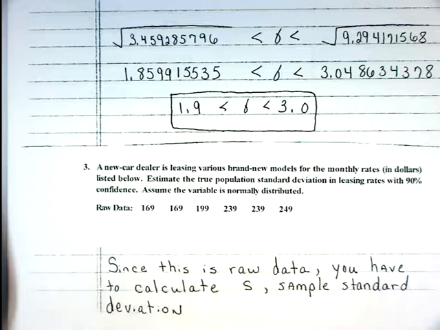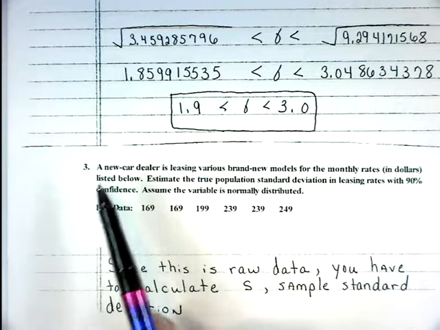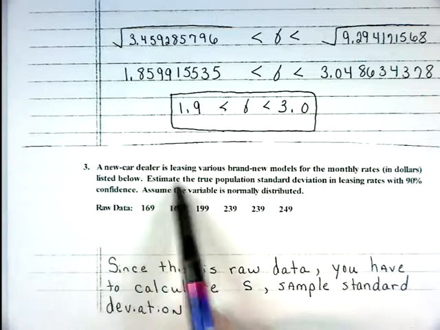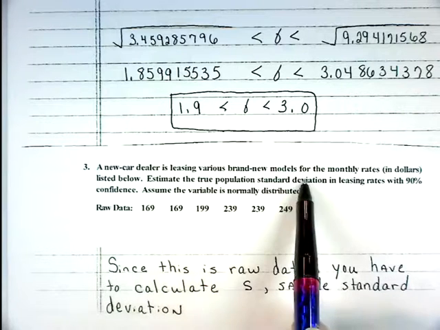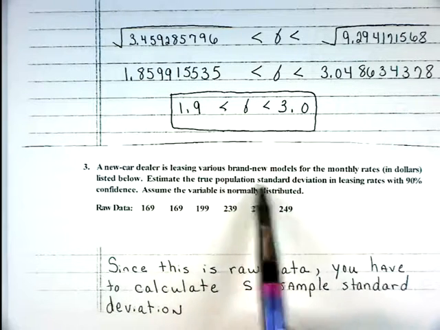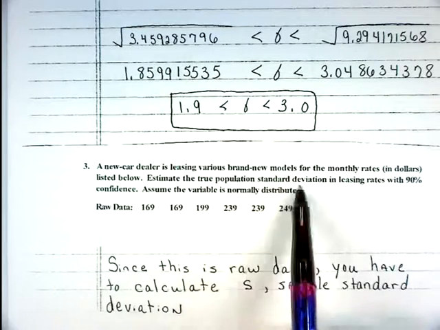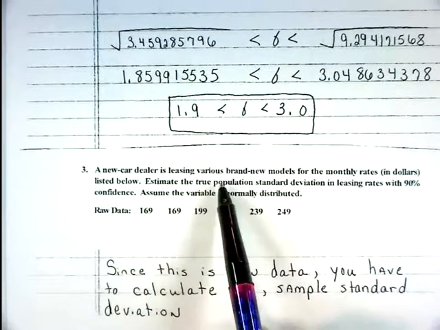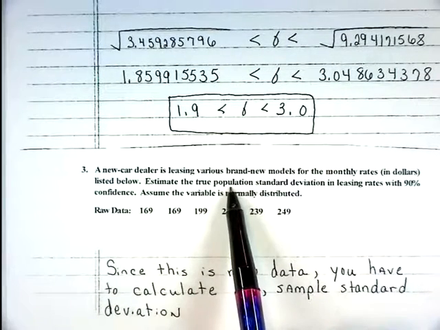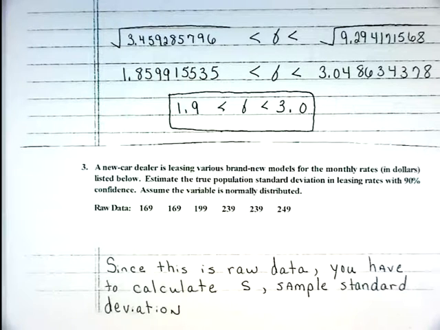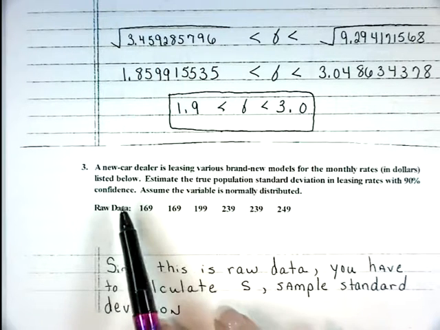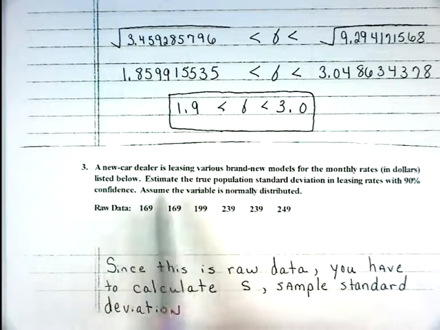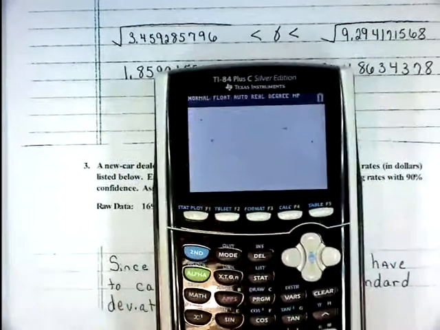And we're going to put the raw data in the calculator. I don't need the sample mean, but I do know I need the sample standard deviation. When you read this problem, it says estimate true population standard deviation, not true population mean, not true population proportion, but true population standard deviation with 90% confidence. So this is a chi-square interval, true population standard deviation. Nowhere in the problem do they mention average or the mean or proportion.